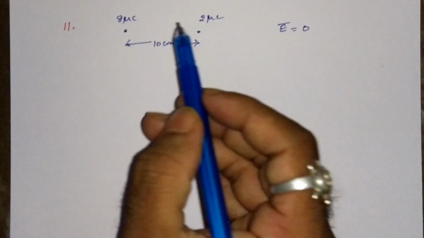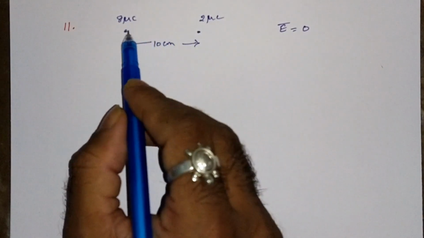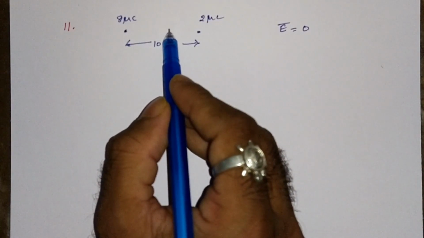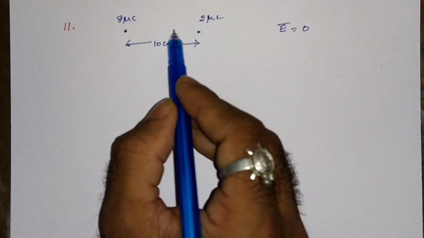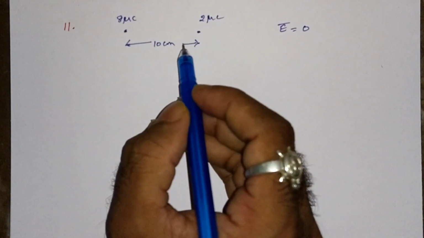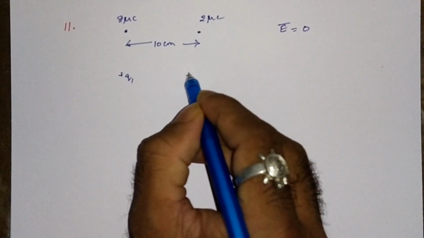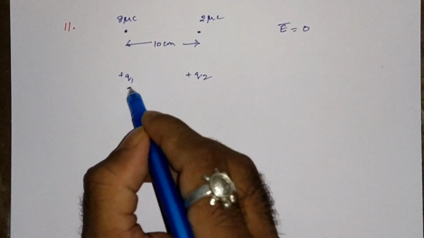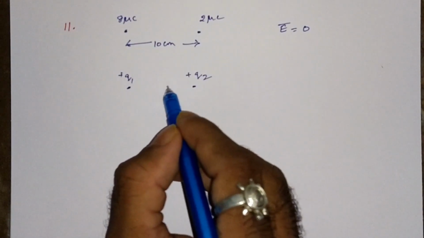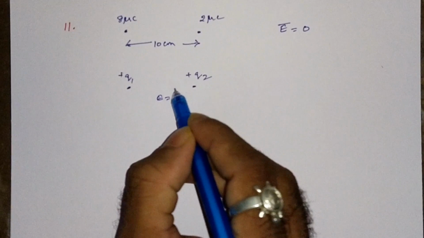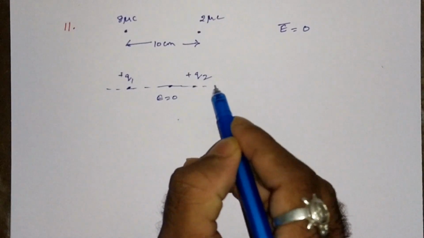So listen carefully, as these two are positive charges, if I place any test charge here, for example, on the test charge the intensity of electric field will be in the opposite direction. Yes, as these two are positive, let me explain. If q1 and q2 are the same kind of charges, then the intensity of electric field may be 0 in between the charges, on the line joining the charges.